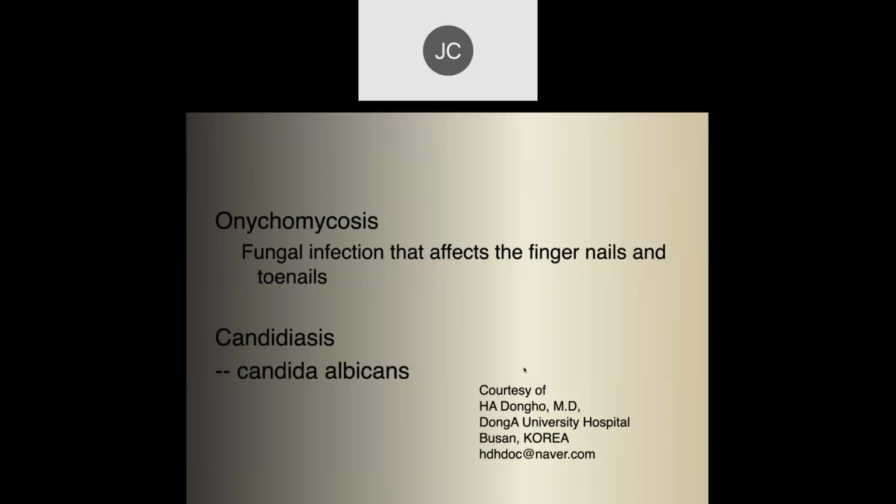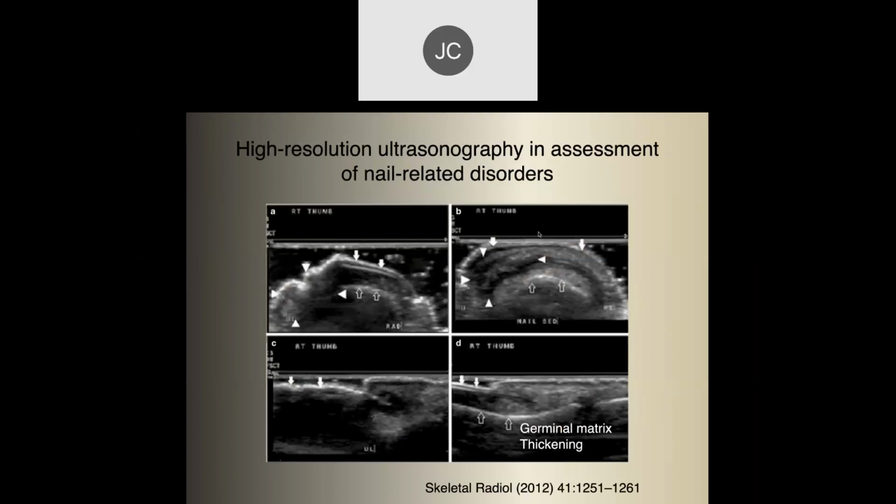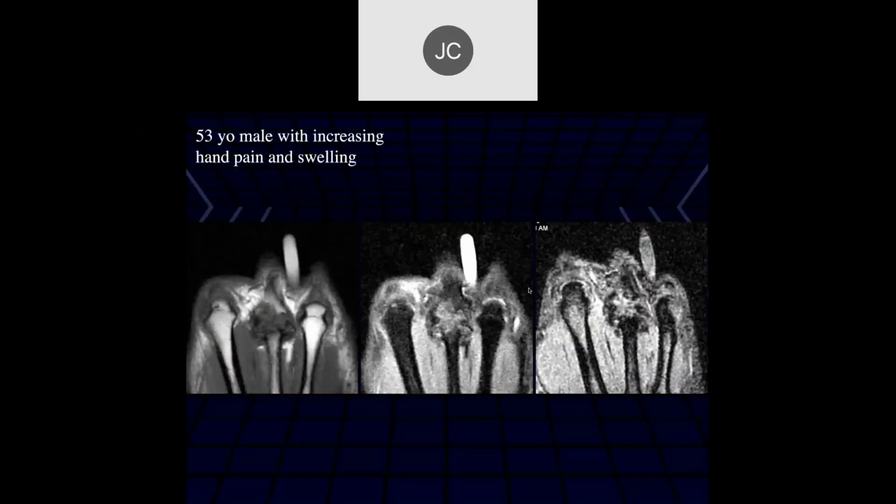And this was a Candida albicans infection of the nail bed. The ultrasound showed a thickened plate, and then hyperemia, as we saw before, in the soft tissues of the nail bed.